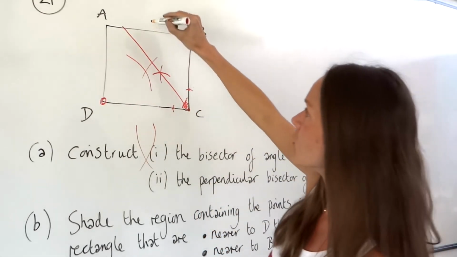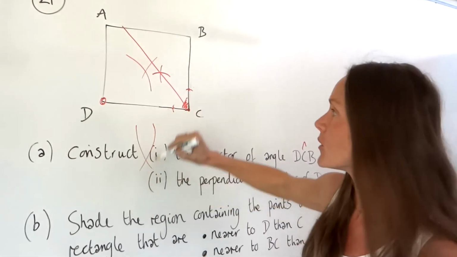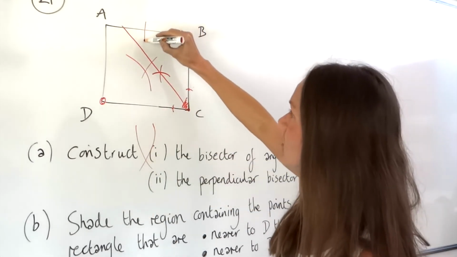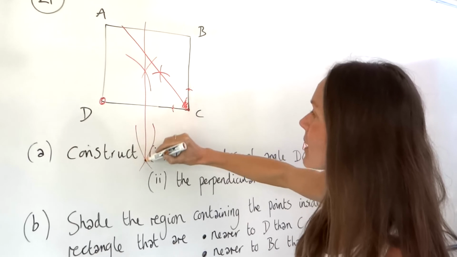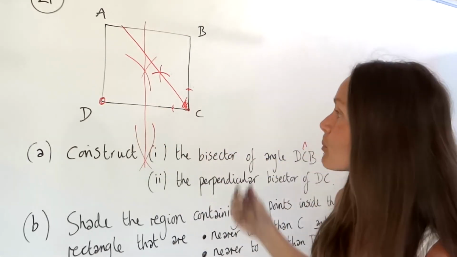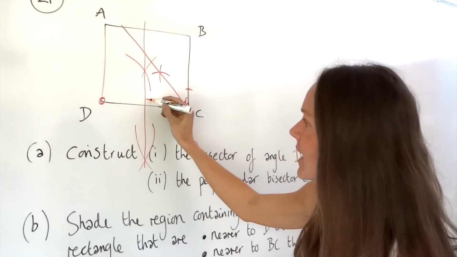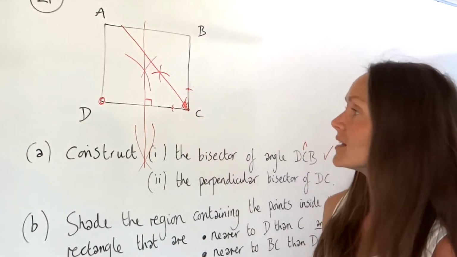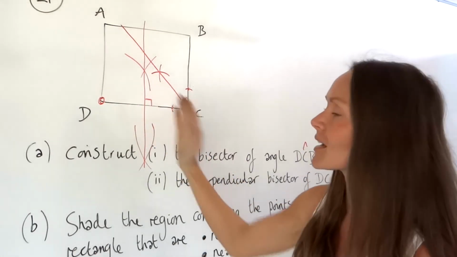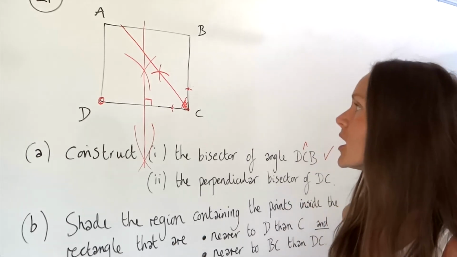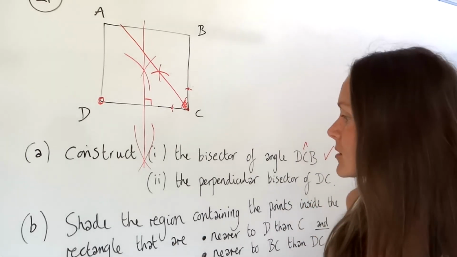Now with your ruler, you can join up those crossed over arcs, and that line is the perpendicular bisector of DC. It's perpendicular because it's at an angle of 90 degrees, and it's a bisector because it's cutting the line in half. So we've done the constructions.